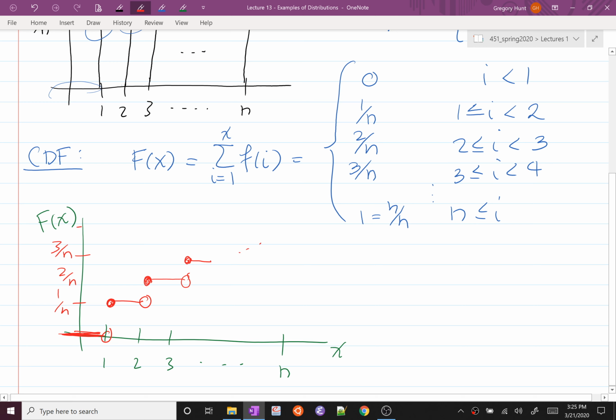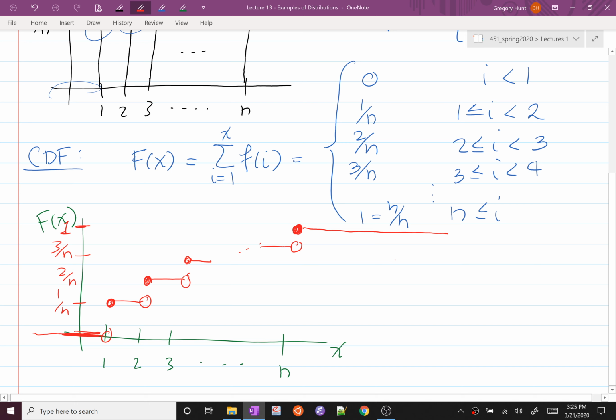We'll leave out the details. At some point, we know it has to hit 1. And so at n, it's finally going to jump up to 1. And bigger than n, the CDF is just going to be 1, because we've summed up all the mass. And the CDF conforms to our definition of a CDF.